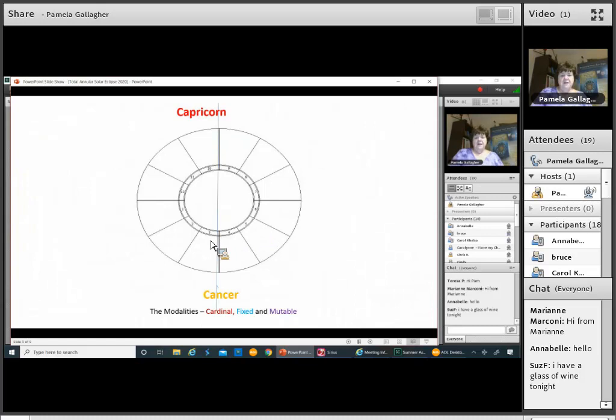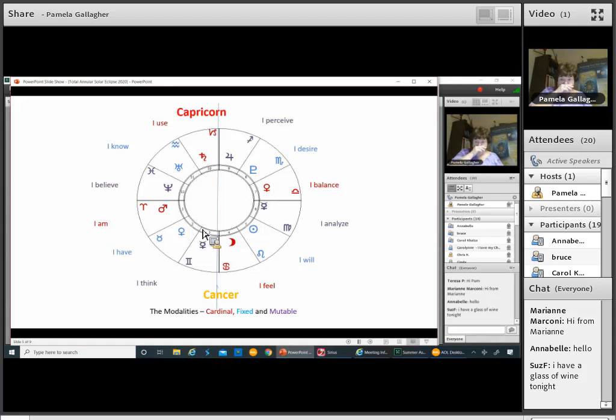Now, everybody knows, well, most of you do anyway that have studied, we have 12 signs. We have Aries, Taurus, Gemini, Cancer, Leo, Virgo, Libra, Scorpio, Sag, Capricorn, Aquarius, Pisces. And we all know that, and we all have observed that.